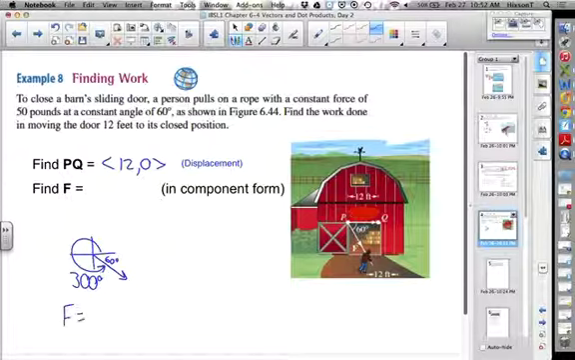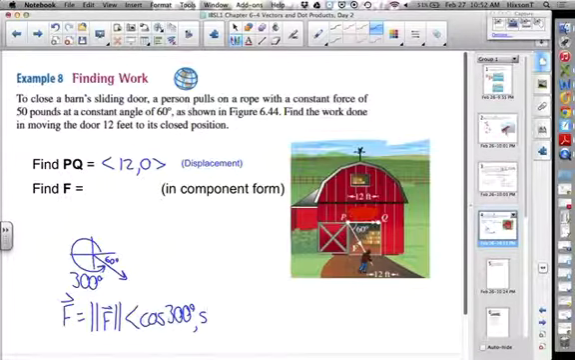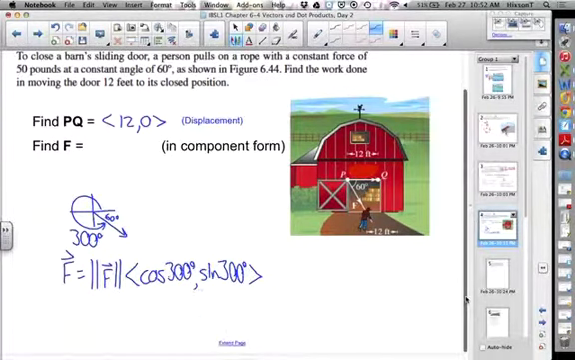F is going to equal the magnitude of F times the cosine of the direction angle, sine of the direction angle. This is maybe an extra step that you wouldn't have to do if you did projections, but now you don't have to do the projection. So I think it's kind of the same either way, and this is a little easier conceptually.